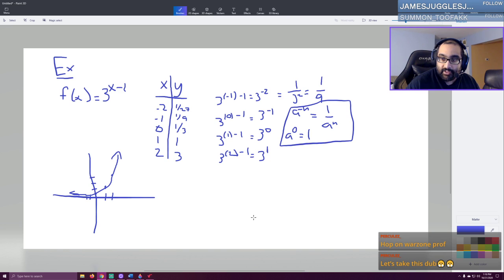Okay. So that's an exponential function, just like so. All right. Are there any questions about exponential functions?